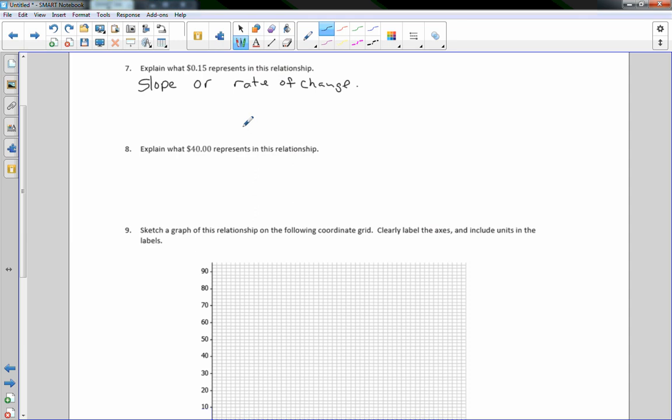How much the cost you pay every month increases per text. Explain what the $40 represents in the relationship. That is a constant, a constant monthly fee. It never changes. It doesn't matter if you've been a member for a month or 5 months, they're charging you $40 every month.